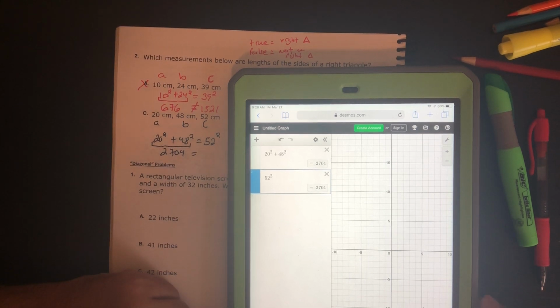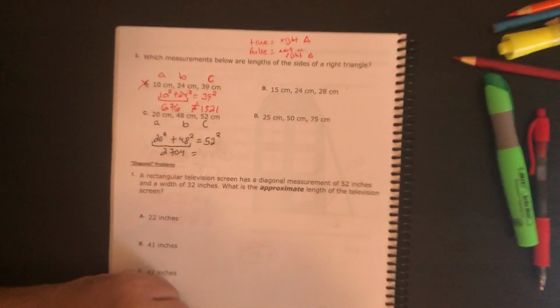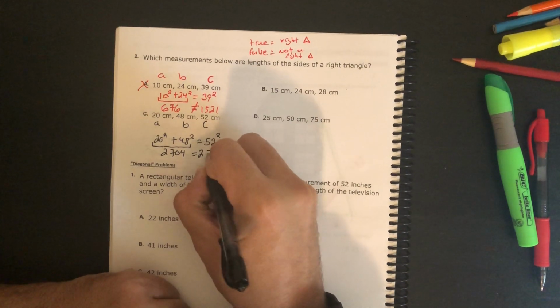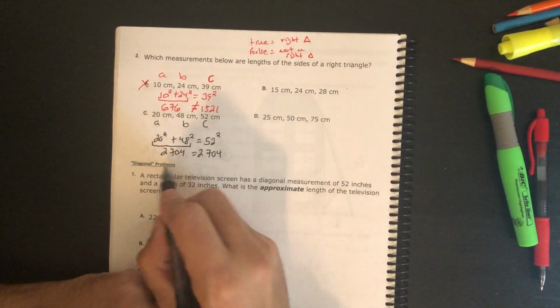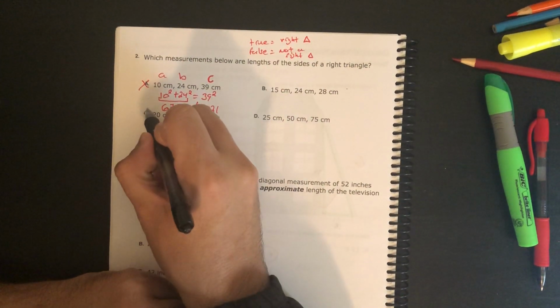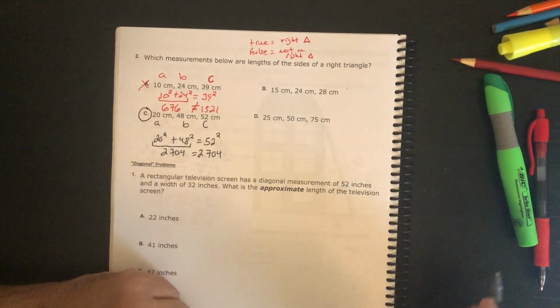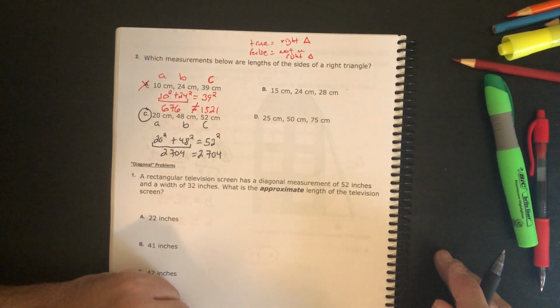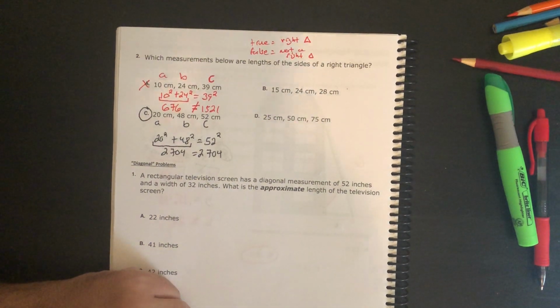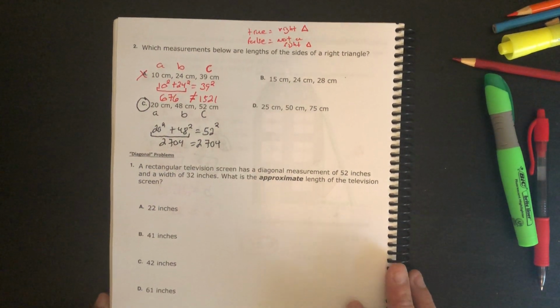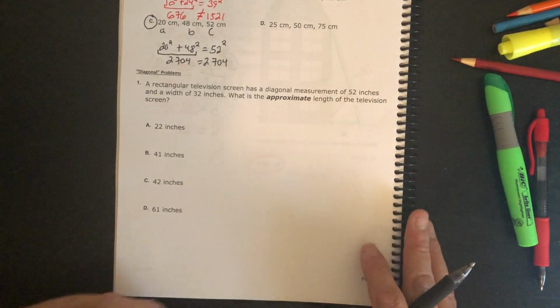52 squared will give me 2704 as well. And because these two values are the same and they're equal to each other, this is a true statement. So therefore, answer choice C is the one that has the measurements that can form a right triangle. So my answer is C. Okay, let's move on to the next one.